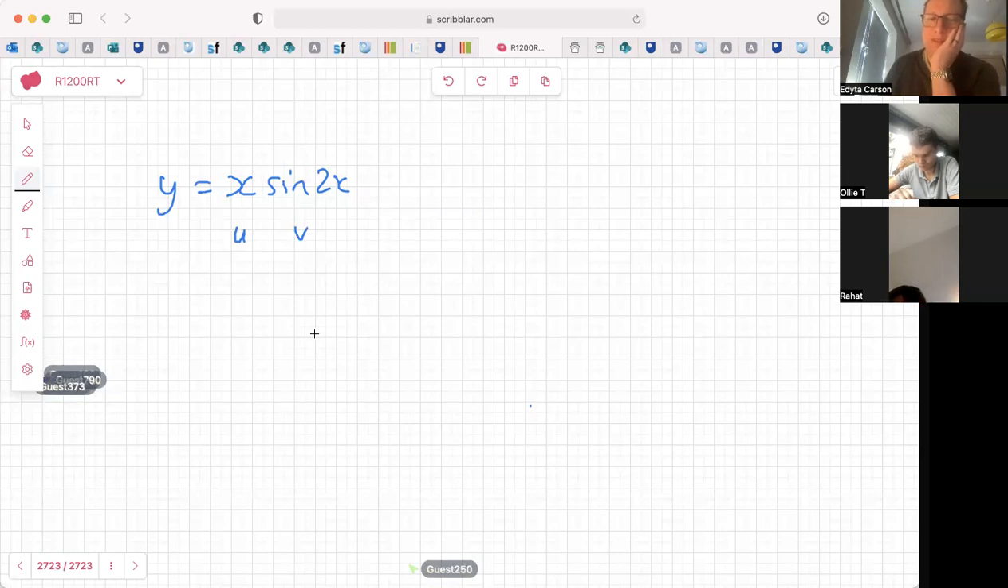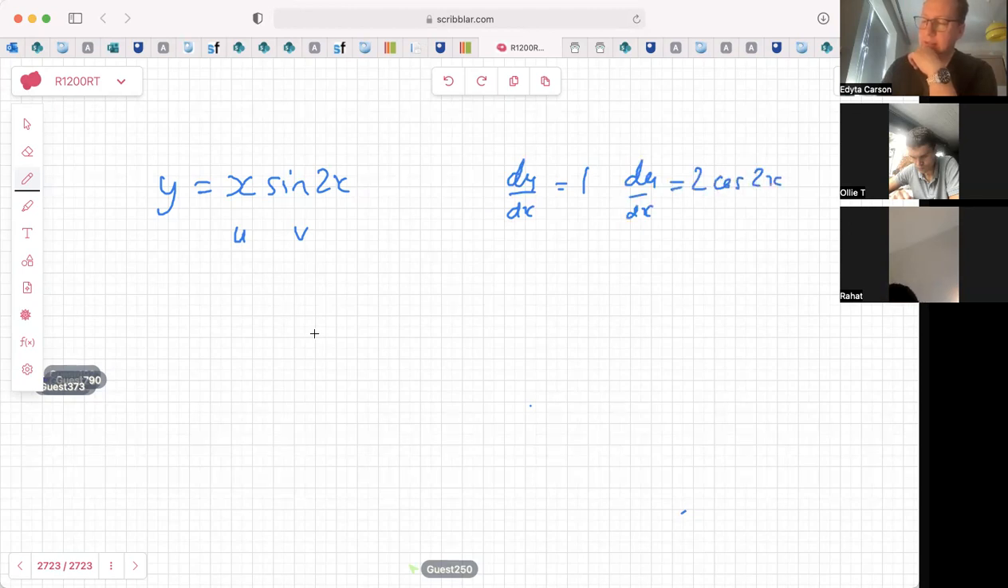As long as you do v du plus u dv, it doesn't matter. The derivative of x is 1, so du by dx is 1, and the derivative of sine 2x, as we already discovered, was 2 cos 2x. So x times 2 cos 2x plus sin 2x times the derivative of x, which is 1. So 2x cos 2x plus sin 2x, which is what I got.